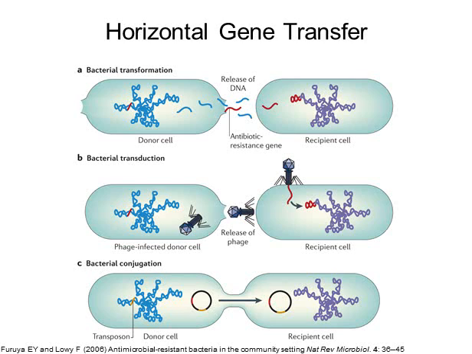One way that bacteria can pass on an antimicrobial resistance gene is via horizontal gene transfer, and there are three methods by which this can occur. The first is bacterial transformation, where a donor cell is lysed and releases its DNA together with the antibiotic resistance gene, which is then taken up by a recipient cell and incorporated into its genome.